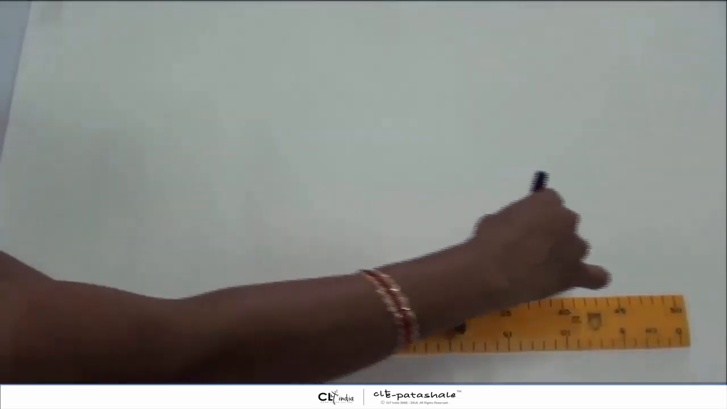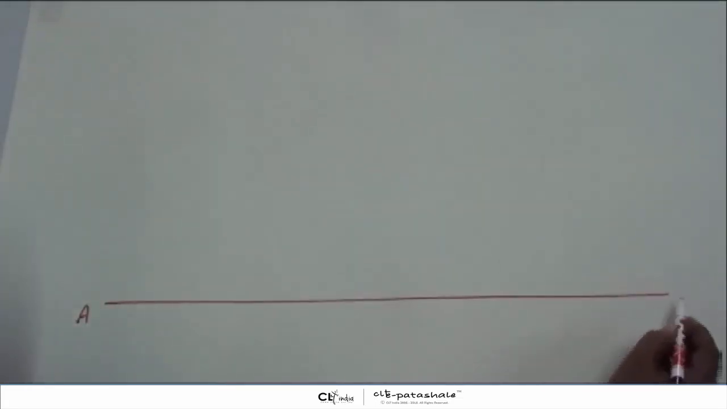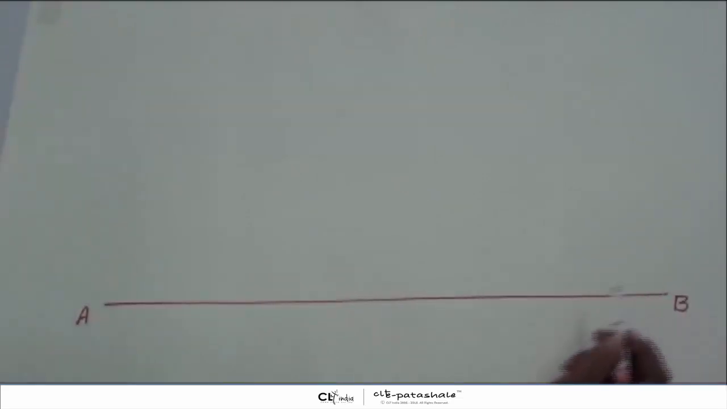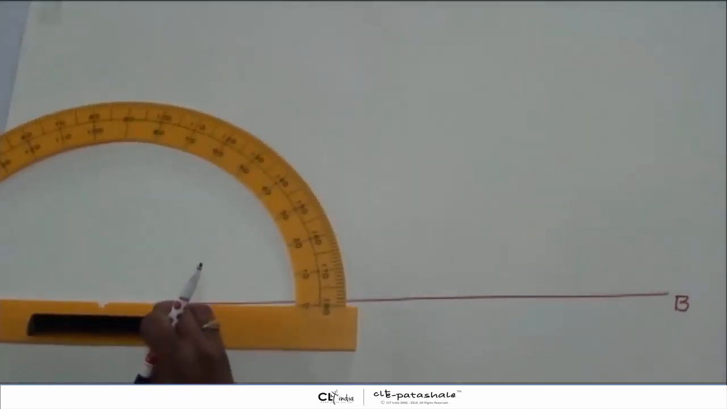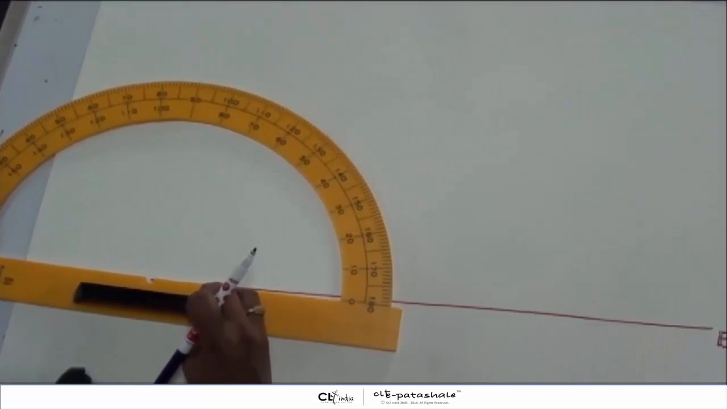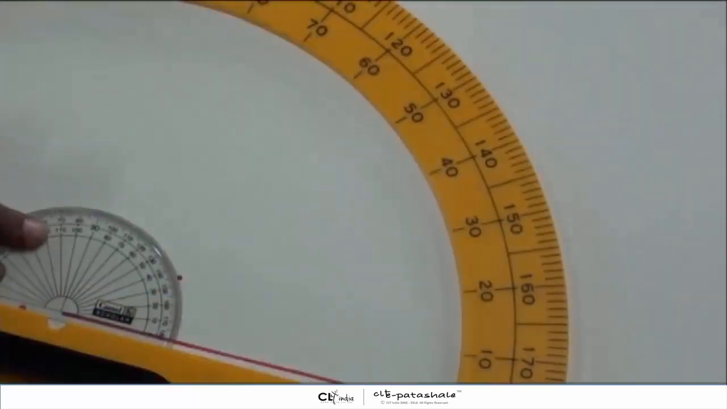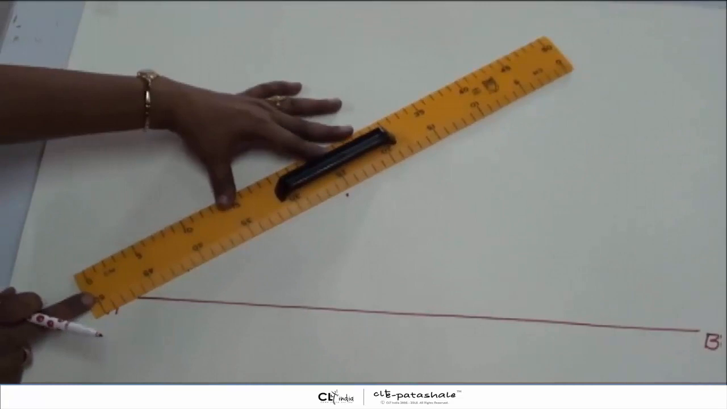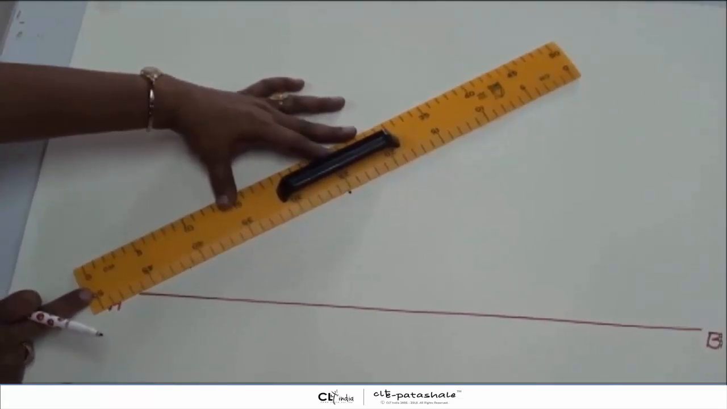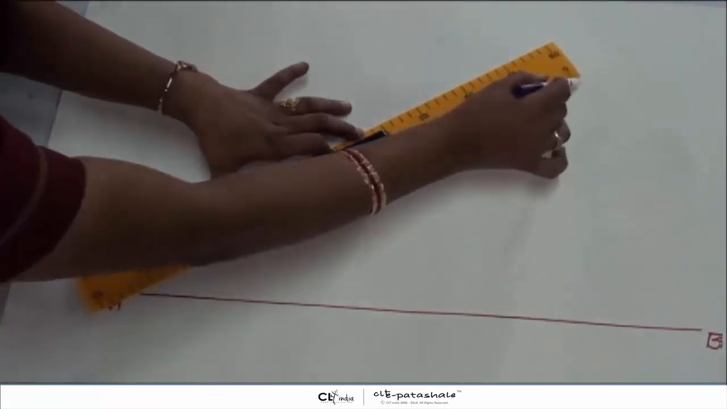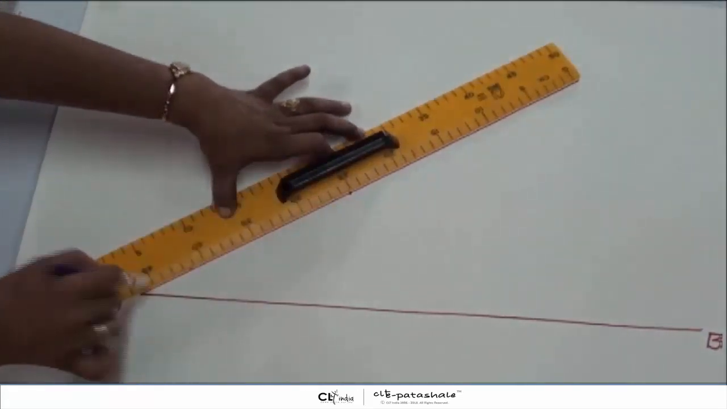On a piece of paper, draw a line AB. A and B. Now take a protractor and mark an angle 35 degrees at A. Use a ruler. Draw a line across the point where you have marked.